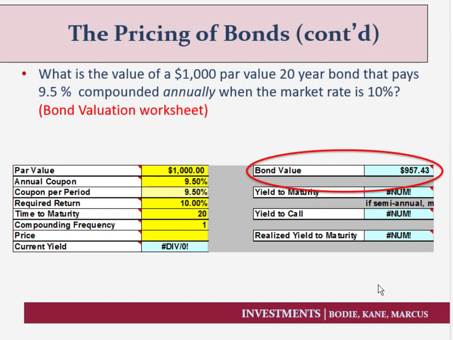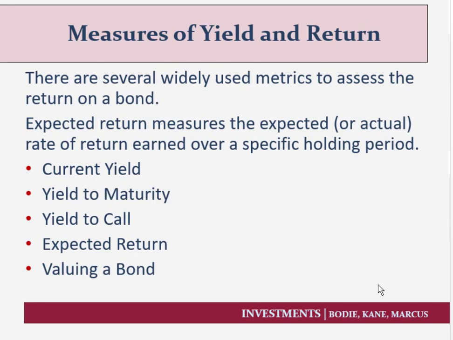$957.43. So what happens now that we understand value? You can see what a bond is worth. Let's see what happens if we know what the price is. Because quite frankly, that's what we know most of the time. We really don't know the value, but we do know pricing. So we want to now solve for the returns and yields, knowing what the price is ahead of time.